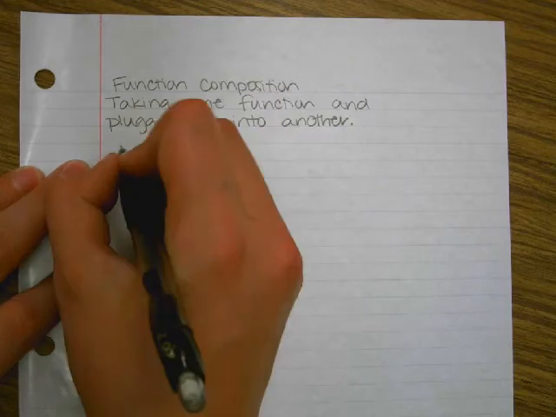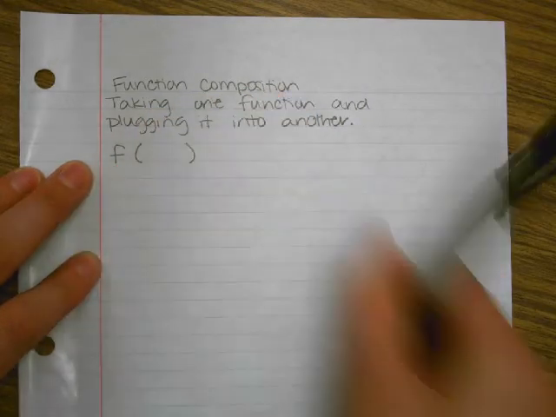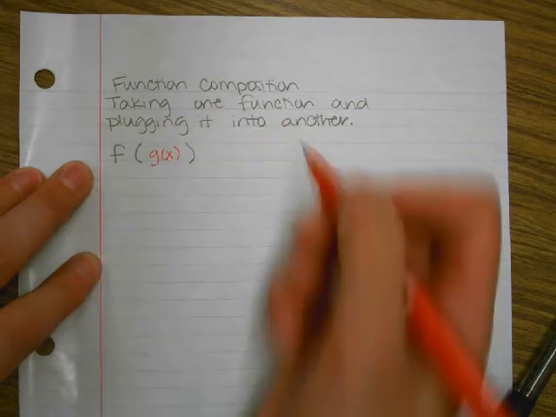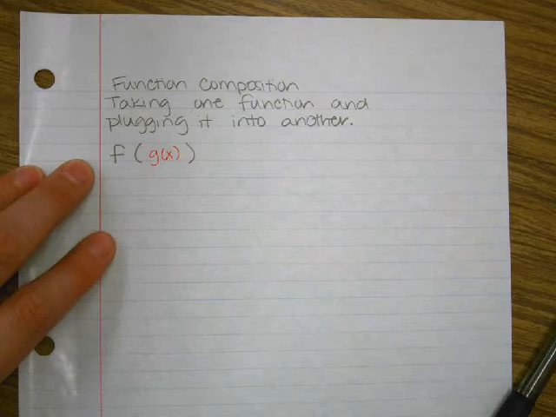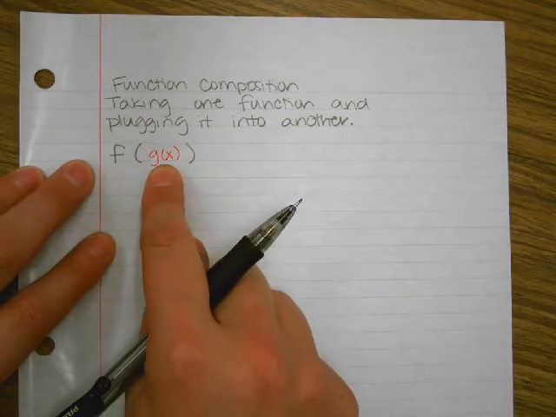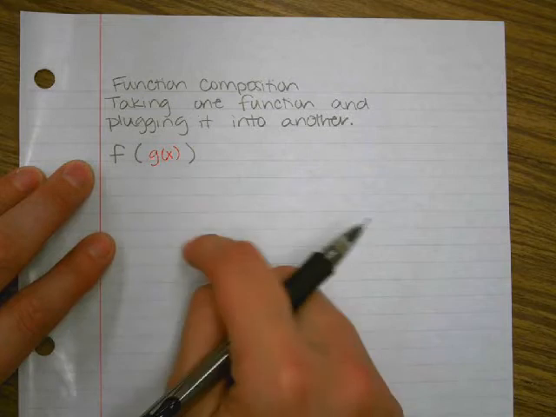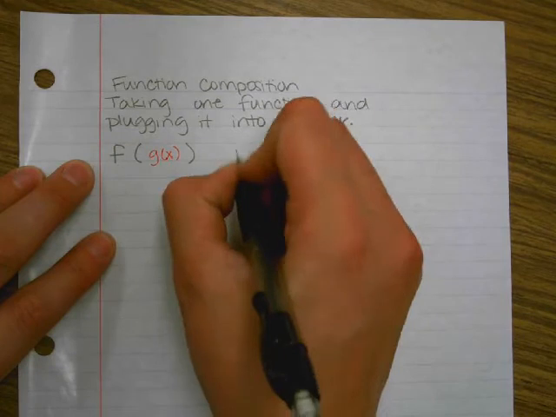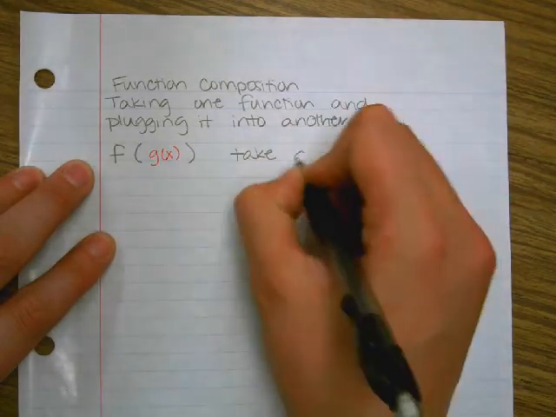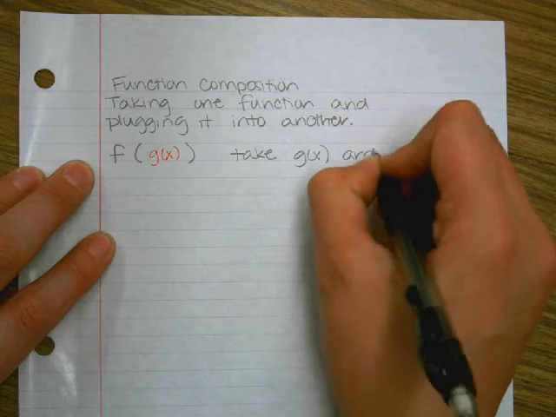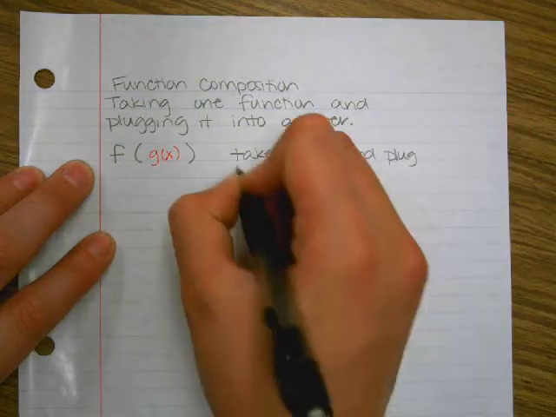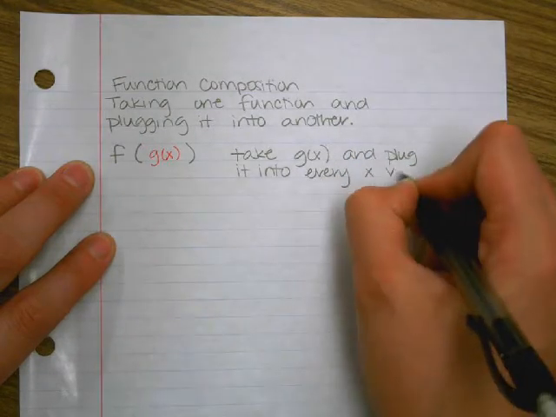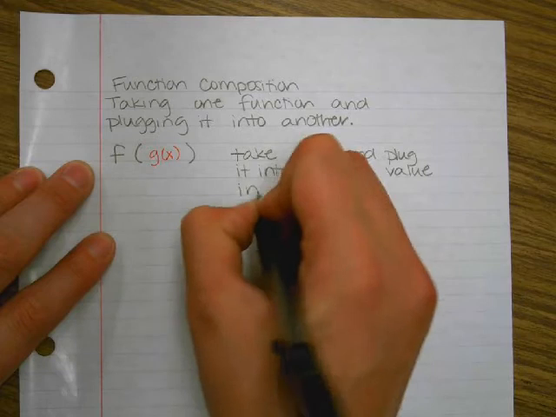So for instance, we might have something written like this. And if we have it written like that, then what we would say is we are taking g of x and we are plugging it into every x value that we see in f of x.